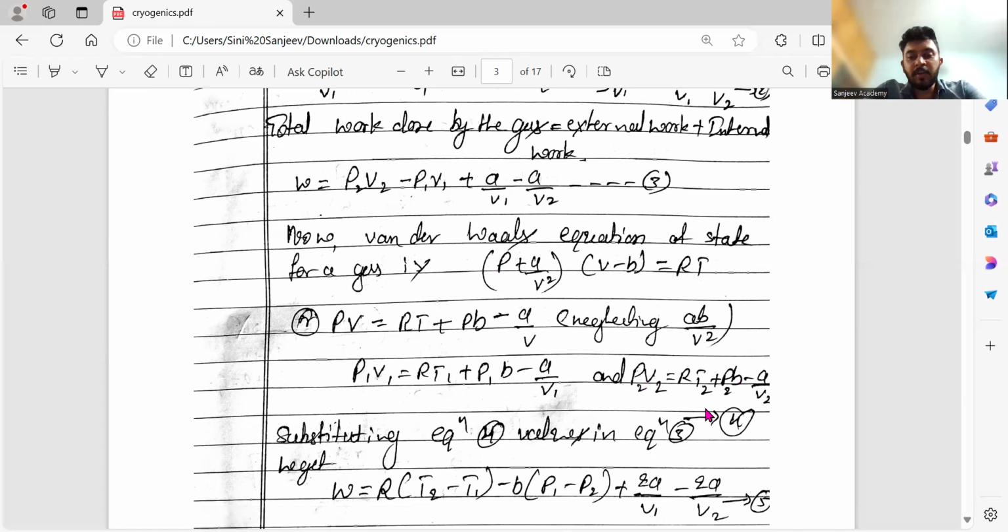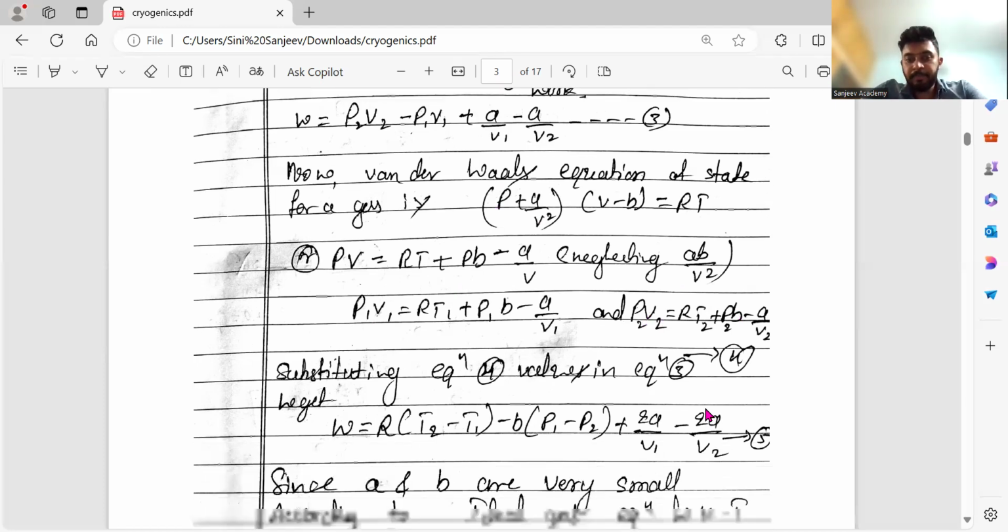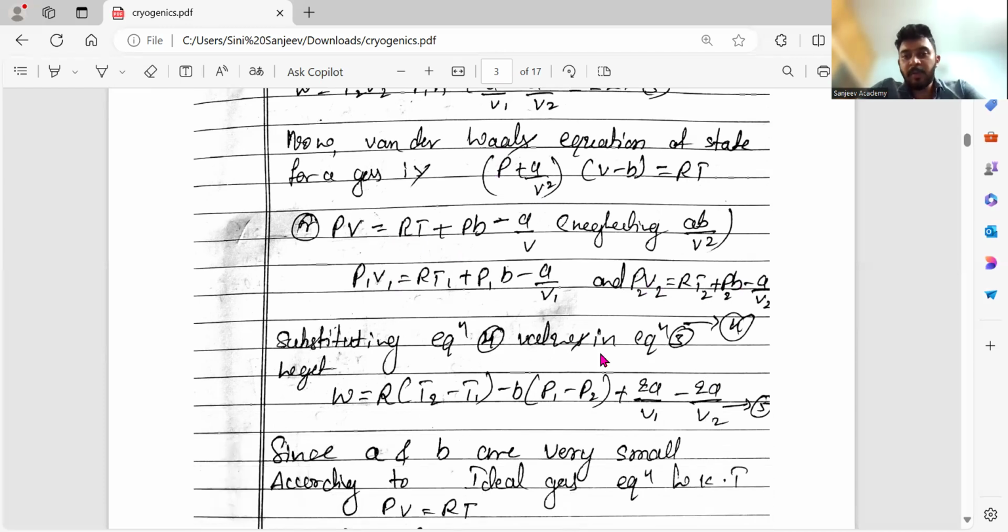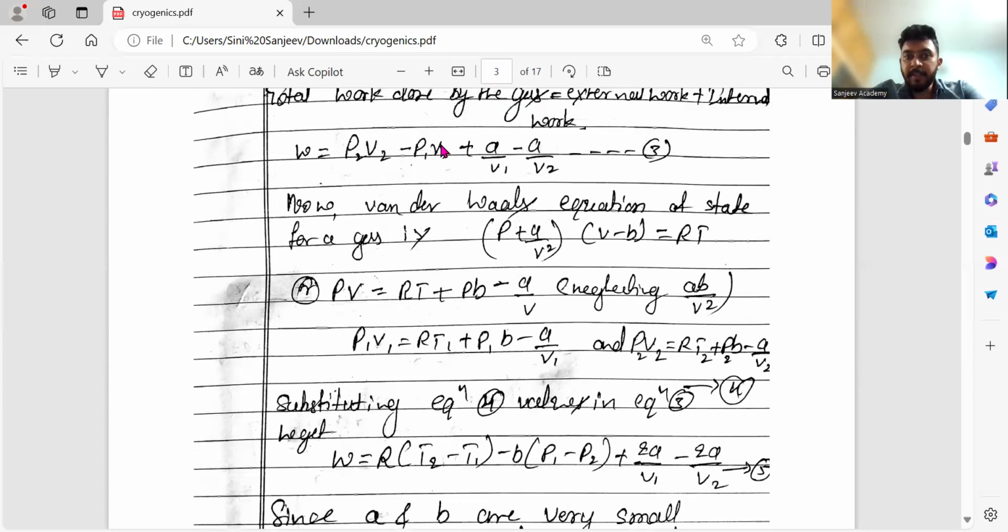I'll also tell you the shortcut or how to learn it faster. Once we substitute the P1 V1 value and P2 V2 value in the above equation, we are doing the substitution. We know that PV is nRT. Correct? n is equal to 1, so PV is equal to RT. So for P2 V2, just substitute R into T2 minus T1.